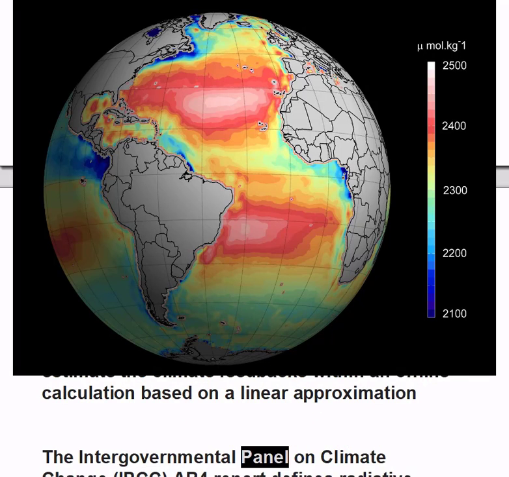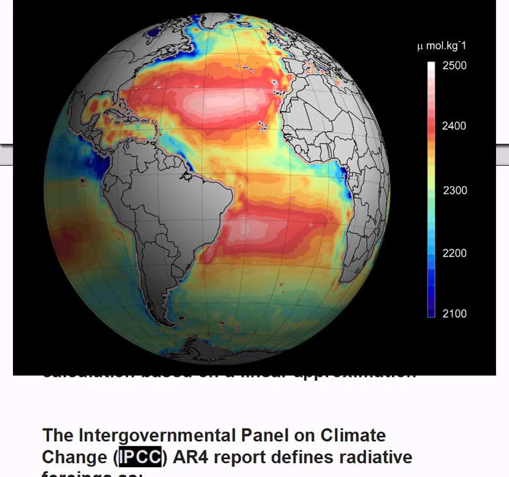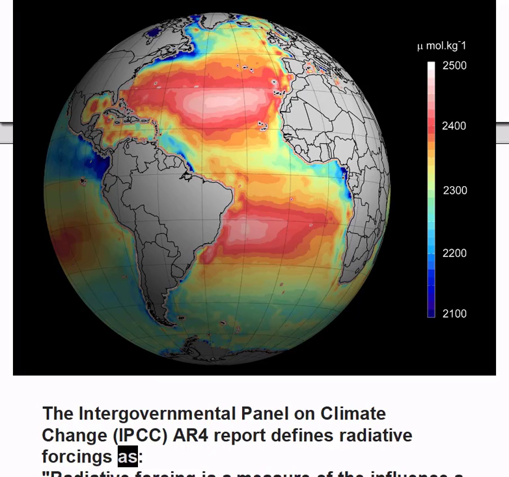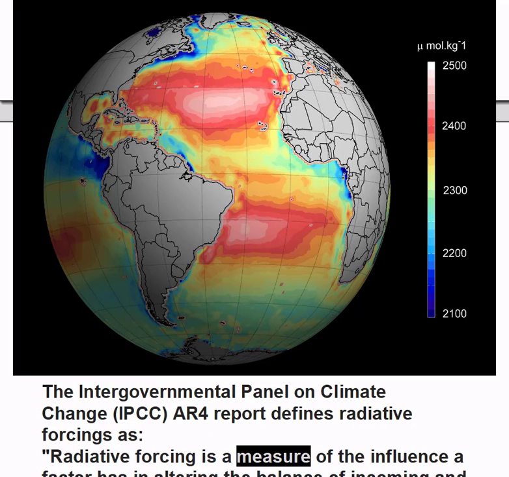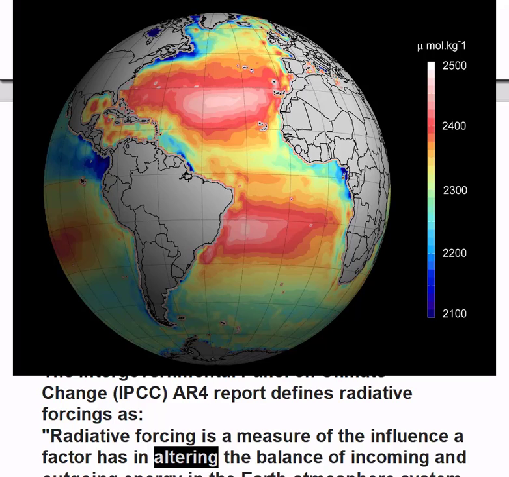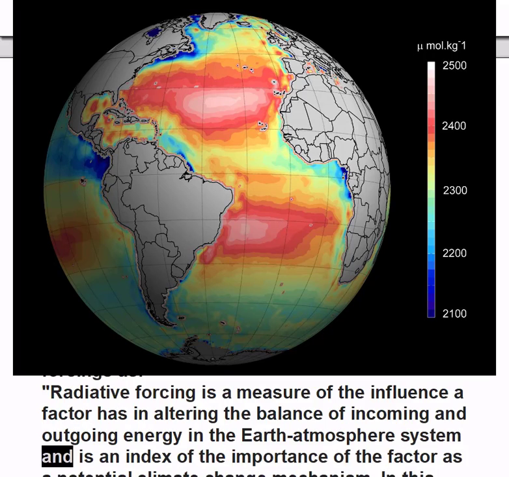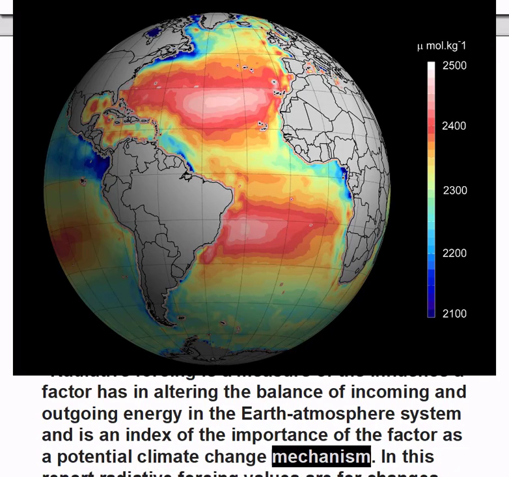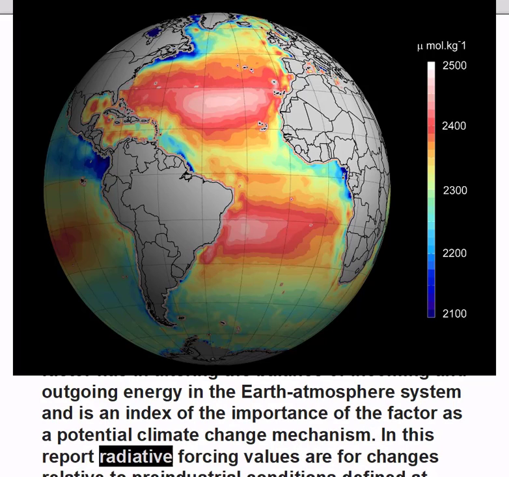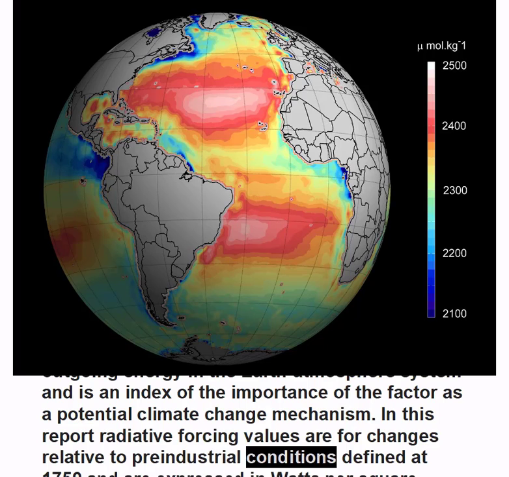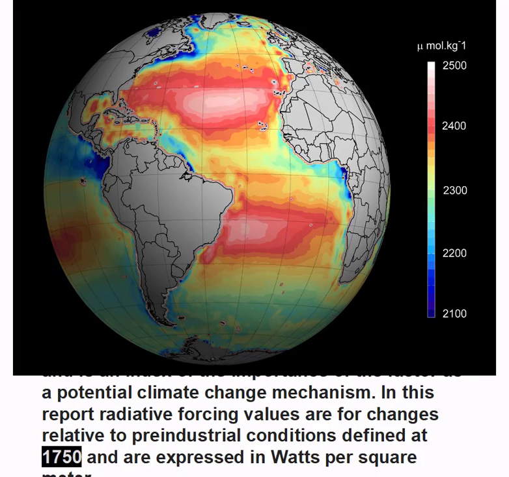The Intergovernmental Panel on Climate Change, IPCC, Sixth Assessment report defines radiative forcing as: "Radiative forcing is a measure of the influence a factor has in altering the balance of incoming and outgoing energy in the Earth-atmosphere system, and is an index of the importance of the factor as a potential climate change mechanism. In this report, radiative forcing values are for changes relative to pre-industrial conditions defined at 1750 and are expressed in watts per square meter."